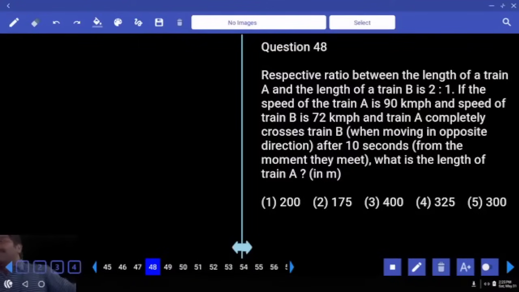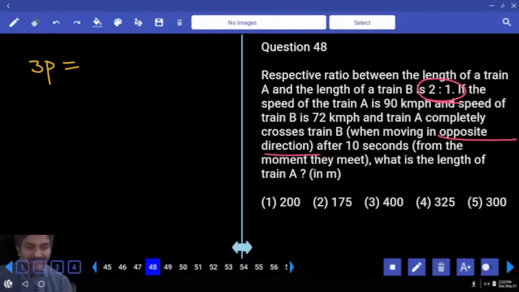Okay. If a train crosses another train, the distance covered is train length 1 plus train length 2. Lengths are in the ratio 2:1. So the distance covered will be equal to 3 parts. In what direction are they moving? Opposite direction. Relative speed S1 plus S2.